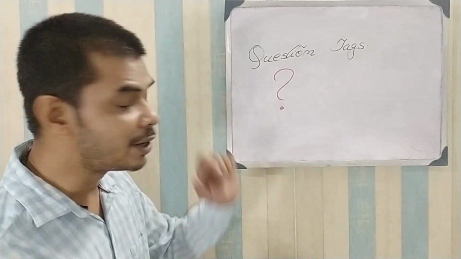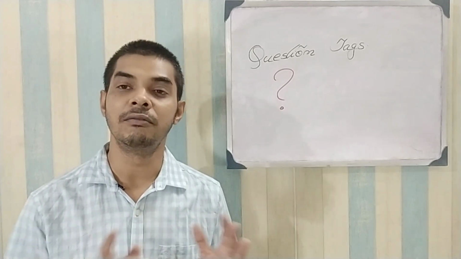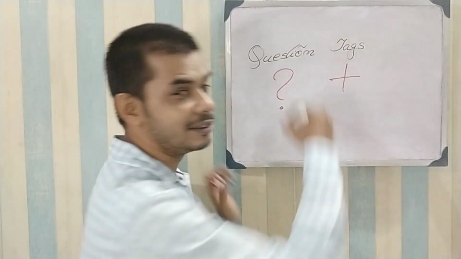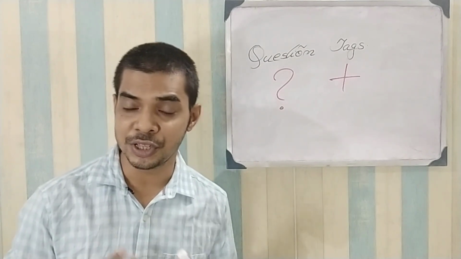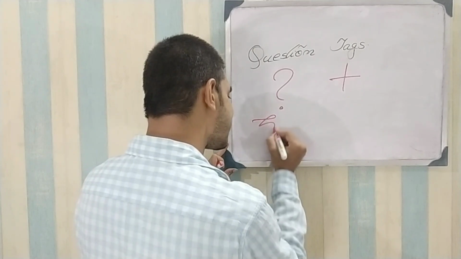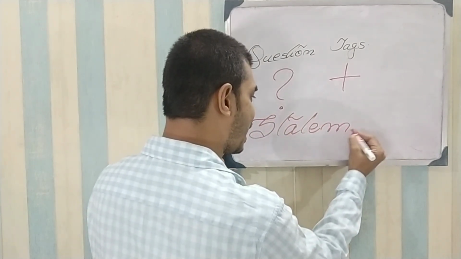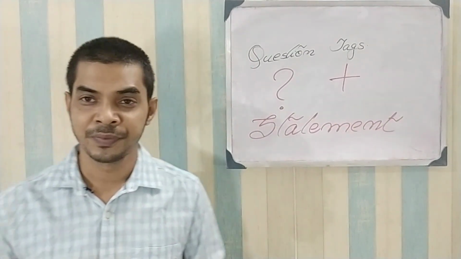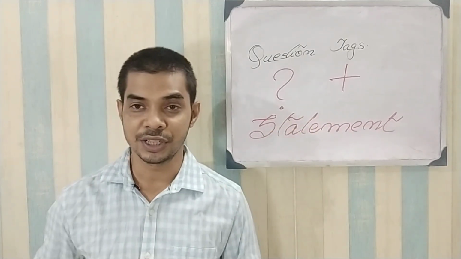But what do you mean by tag? If you convert tags into its verb form, you'll get this sign, that is added. So when a question is added, we call it question tag. But added to what? It's added to a statement. So we produce a statement, and for that statement we add a question. So when we add a question with a statement, we call it question tags.